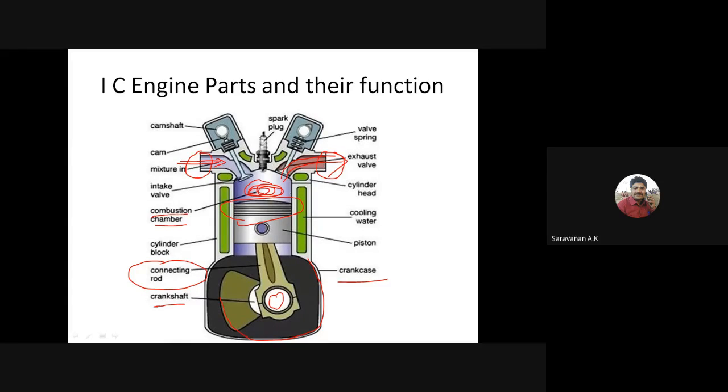Then the cylinder head, that consists of... just wait a second. Right. So here the cylinder head consists of the valves, right?